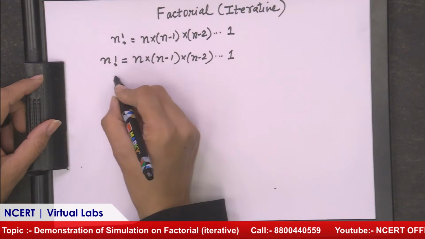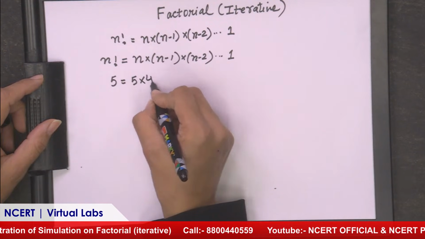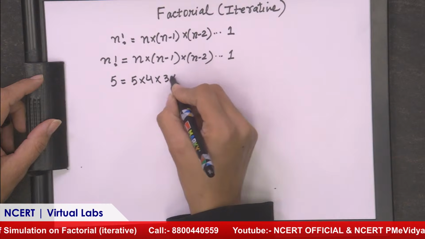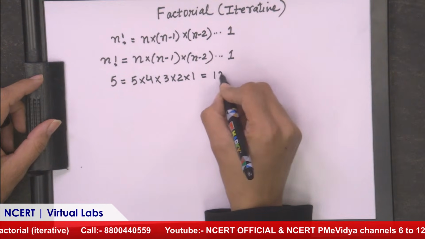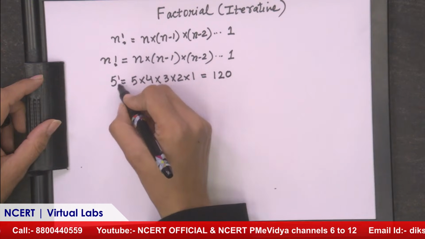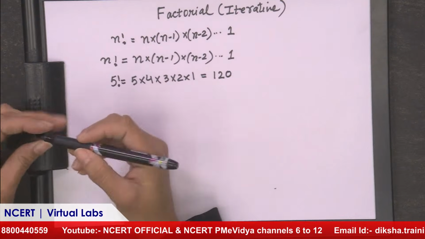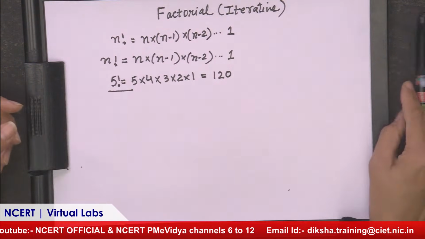Let me take the number 5. We will keep on multiplying the numbers till we get 1, and the final product will be the factorial of the number 5. And where do we see this factorial in real life? Whenever we have to see arrangements or possibilities, that is, in how many ways something can happen or something can be done, we use factorial.